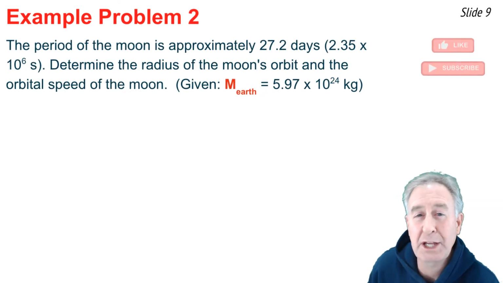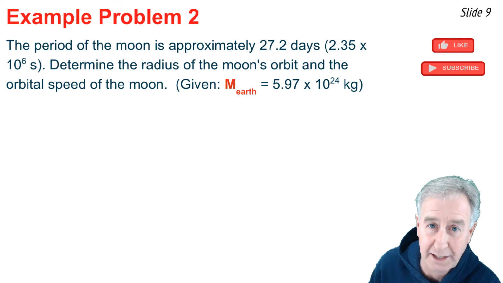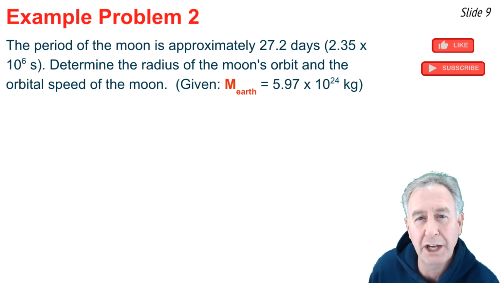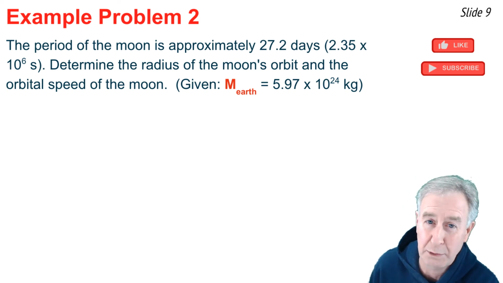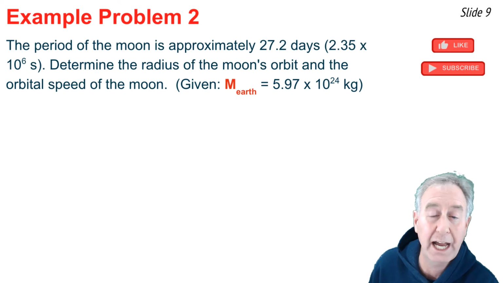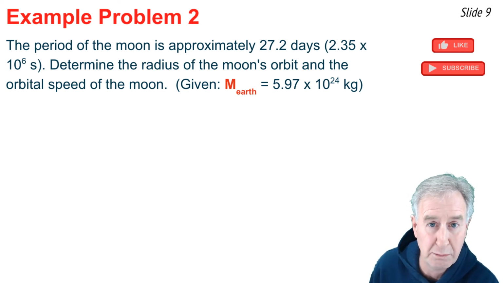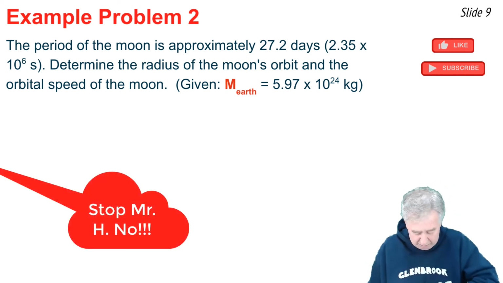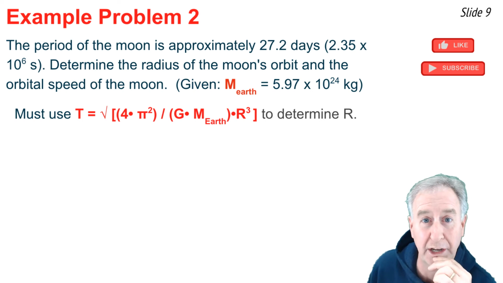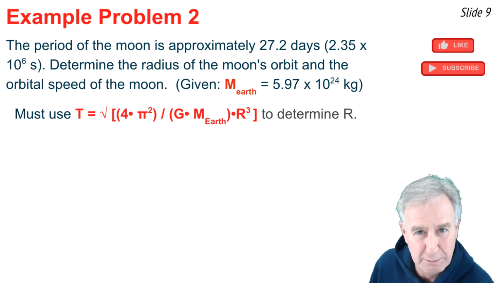In my second example problem, I'm given the orbital period of the Moon in days and in seconds, and the mass of the central body, the mass of the Earth, and I wish to calculate the orbital radius of the Moon and the orbital speed of the Moon. To calculate the orbital radius, I need an equation that has in it radius, period, and mass of the central body. And that would just be this equation right here.